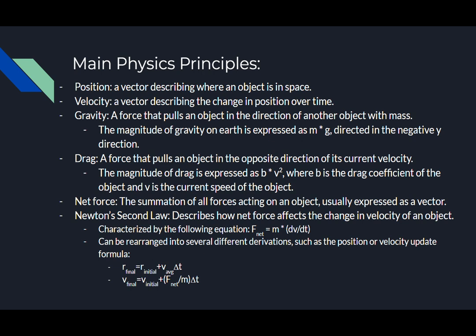Newton's second law describes how the net force affects change of velocity of an object, which is mainly characterized by the following equation. Net force equals mass times change of velocity over change in time. This can be rearranged into several different derivations, such as the position or velocity update formula, which are R final equals R initial plus V average delta t, and V final equals V initial plus F net over M delta t.